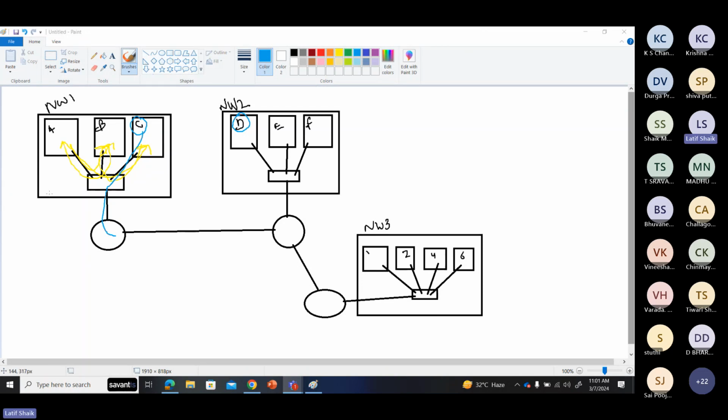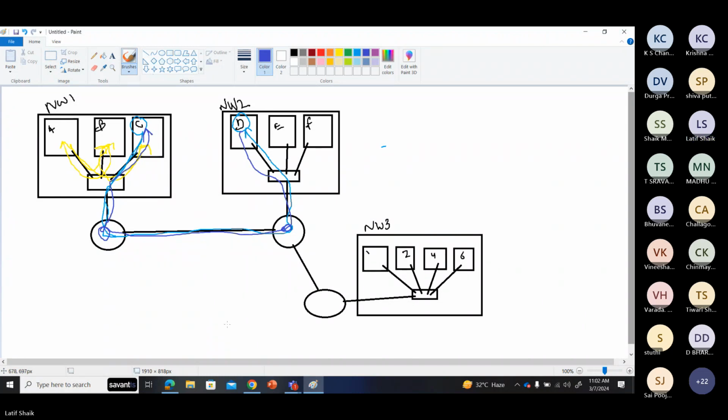Yeah, C is trying to communicate with D. So how does it go? It has to go outside of the network to this device and try to find which network it is in. Then it enters that network and tries to reach here. In the same way, D replies. First D goes outside of its network, then searches where the C network is located, then it will reach.